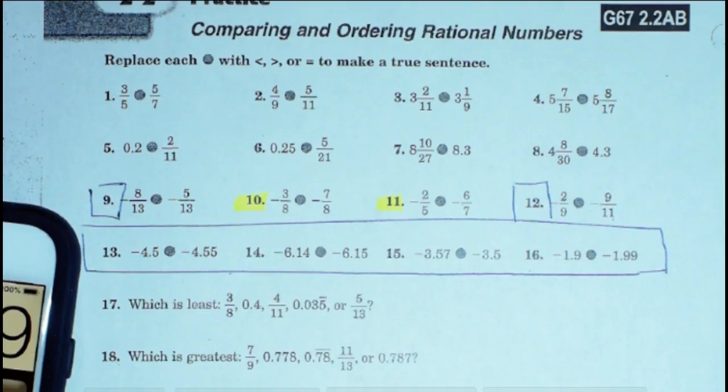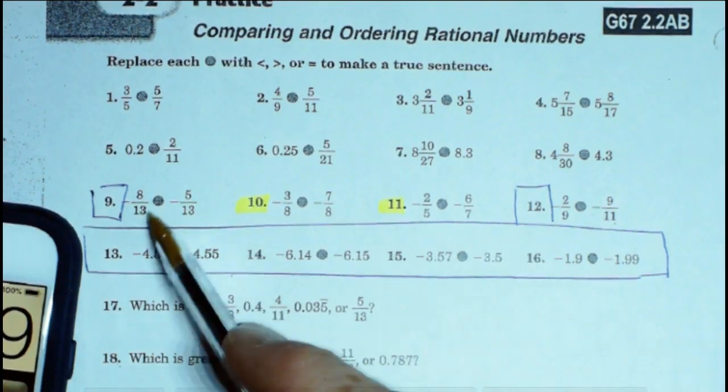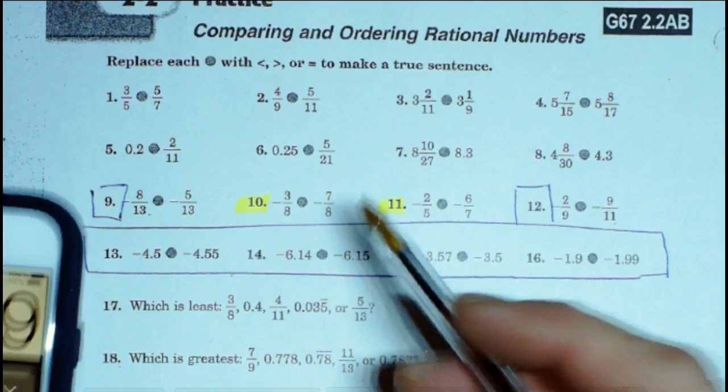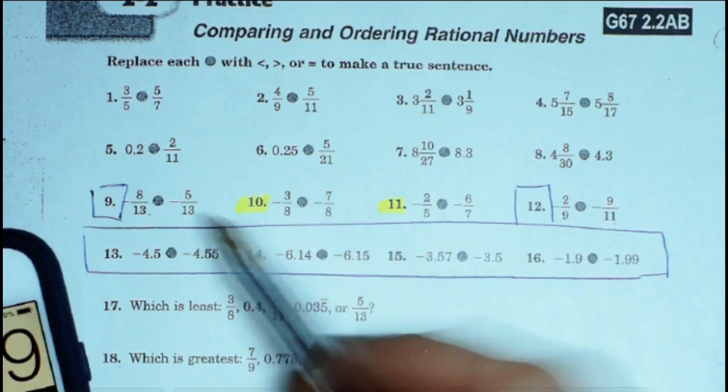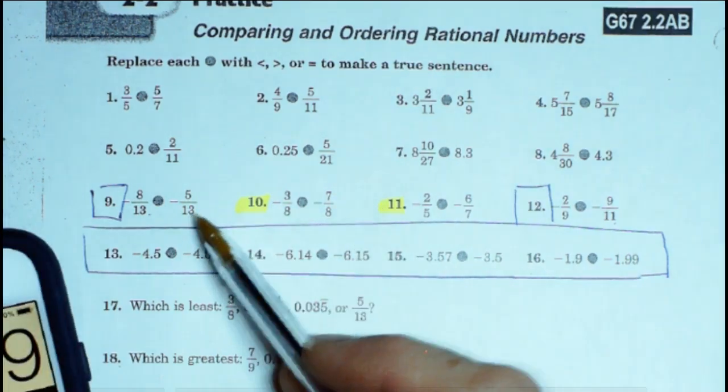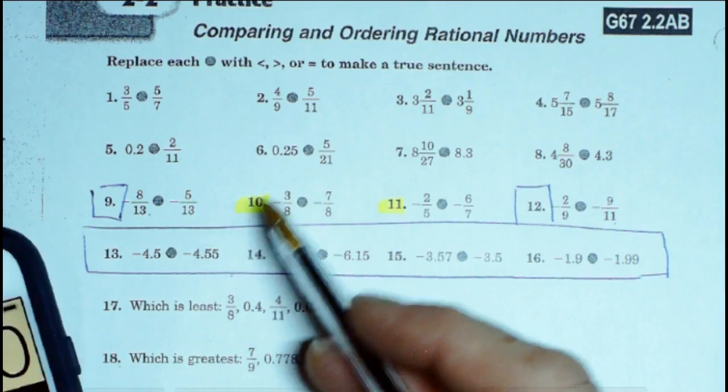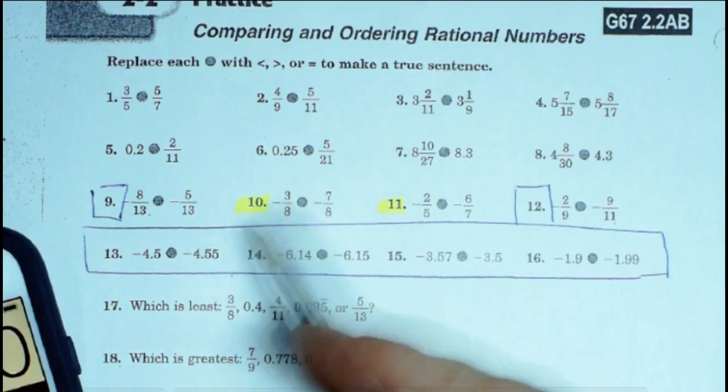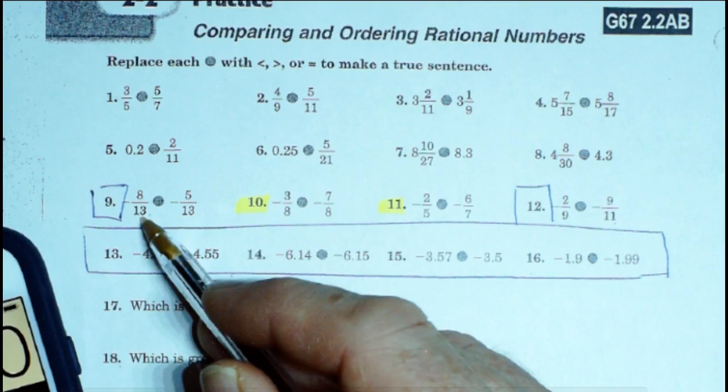This is ordering and comparing rational numbers with lots of negatives here. So let's take a look at the negatives. We've got negative 8/13, and we're comparing that in inequality to negative 5/13. Well, I got my calculator ready here, but really we can take a look at negative 8/13 and negative 5/13.